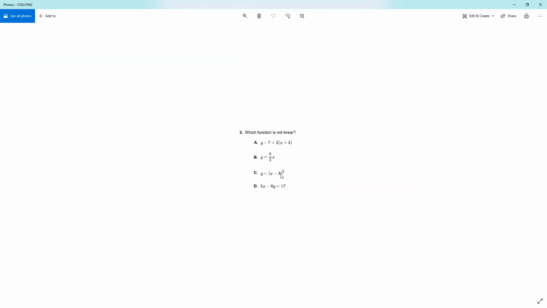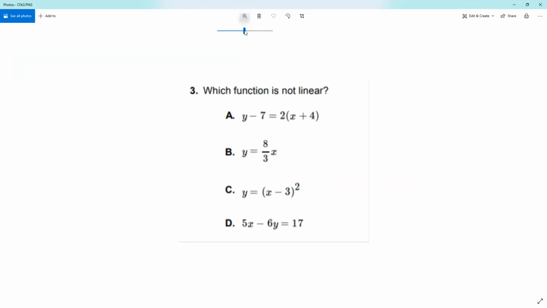For not linear, one of the things I wanted to remind you on this is that basically you're looking for a regular x with no exponent, and it's not on the bottom of a fraction, and it doesn't have a square root symbol over it. It's just a plain old x.